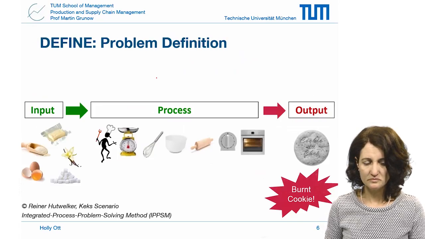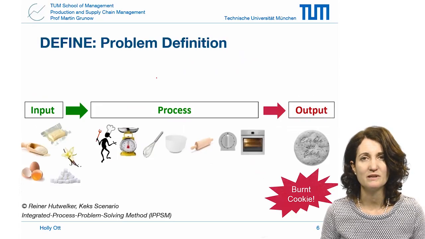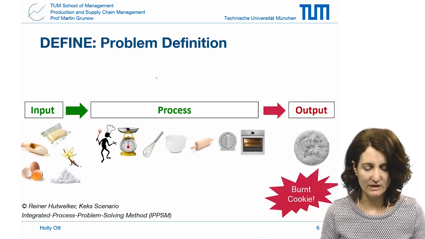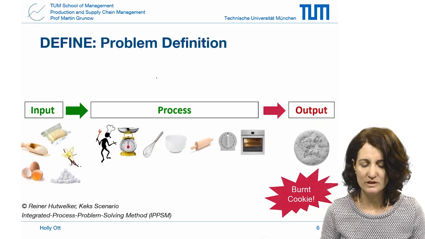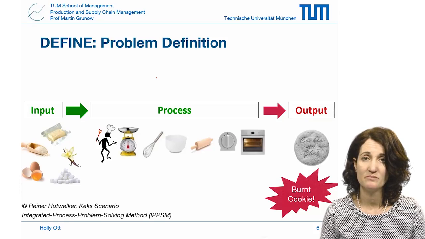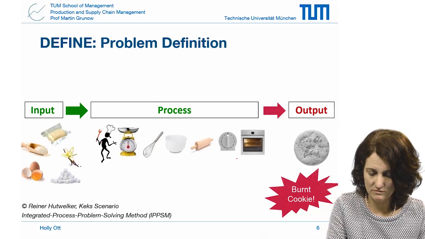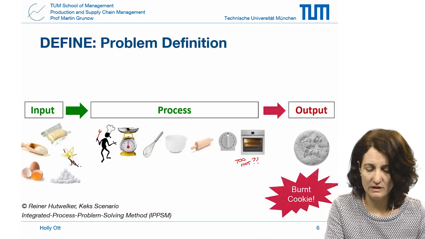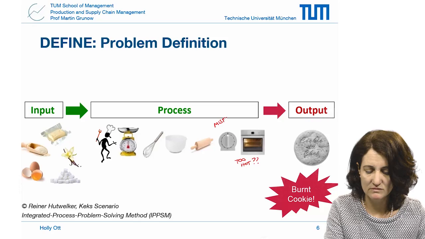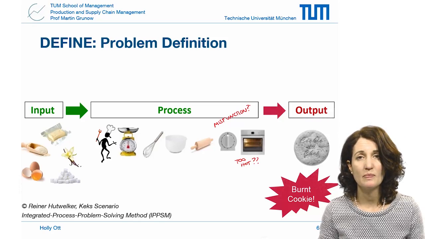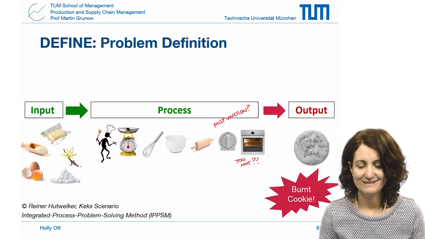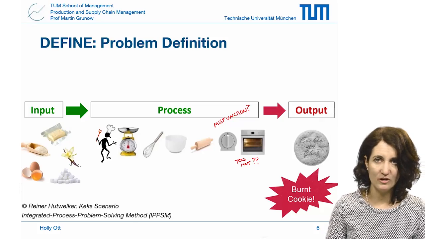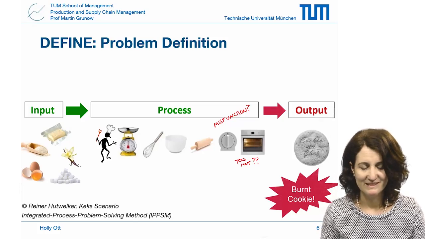Just to show you, here we have our cookie baking process. Now we have all the different inputs to the process. We have the process itself with the resources that are used, and we have our burnt cookie. So here, what's the problem? Could it be that the oven was too hot? Could it be that our timer malfunctioned and we left our cookies in too long? What could be our problem? Now, you guys, I hope you're all shaking your heads and saying, she doesn't get it.